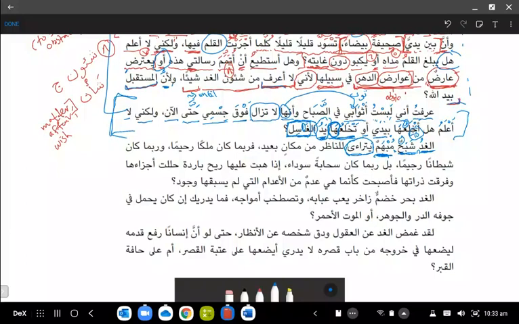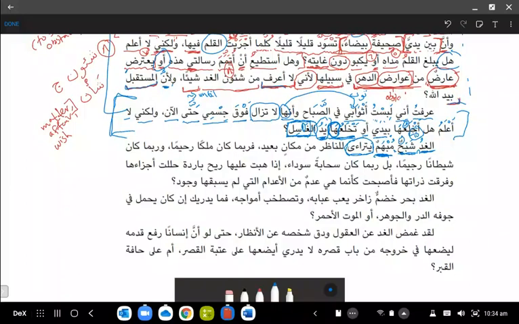Qatala, so form number 3. If you say qatala, then the mudari is yuqatilu. It's a bit short because here you have ta, so ya, ta, ra, hamza, and alif. It's a bit longer than that. Yeah, it's tafa'ala, isn't it? Form number 6.